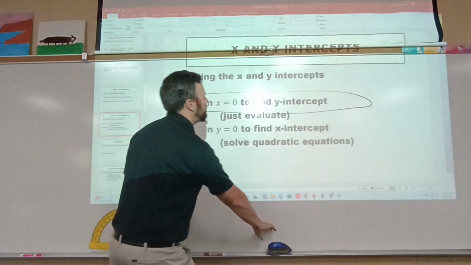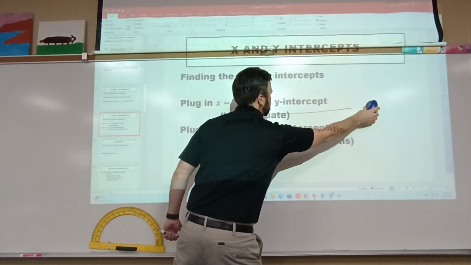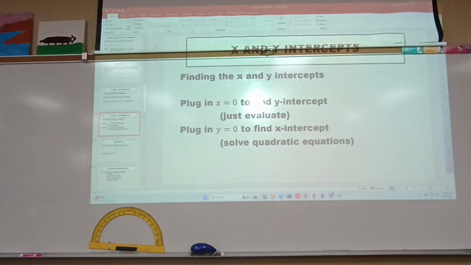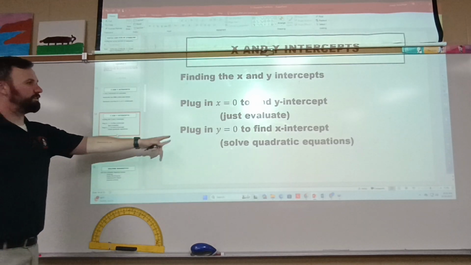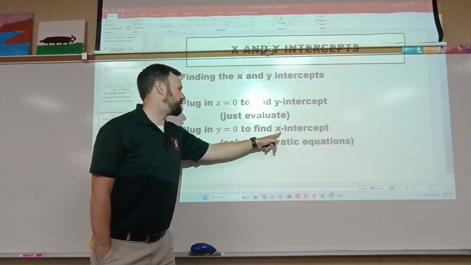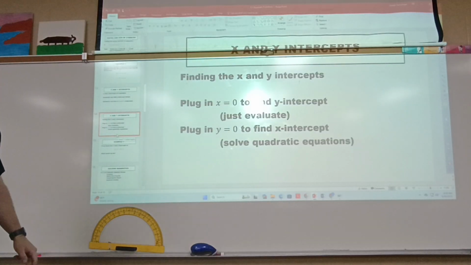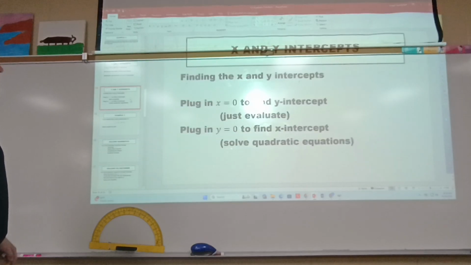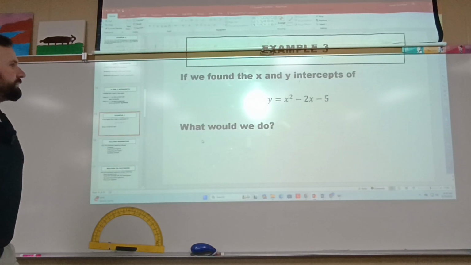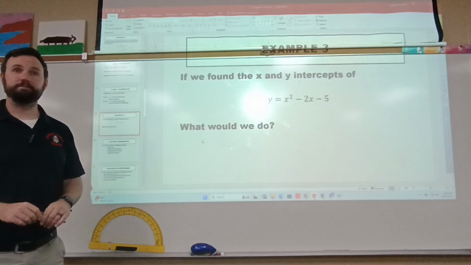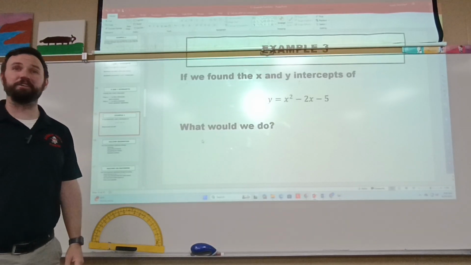How do I find the x and y intercepts? To find the y-intercept, plug in x equals 0. To find the x-intercept, set y equals 0. Have we ever talked about that before? This is number 3. I think this is 3 or 4 that's come up, actually. So how would I find the x and y intercepts of this beast? Set stuff equal to 0.